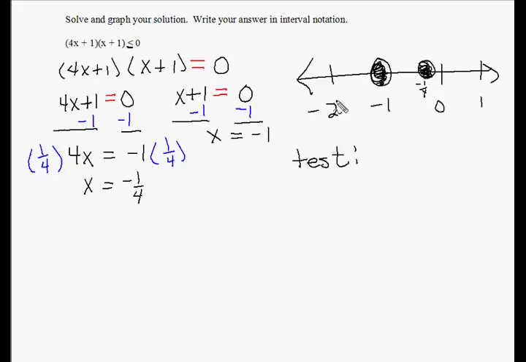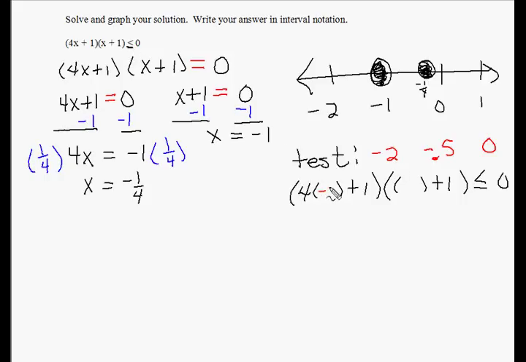So I can test on this side of negative 1, the number negative 2. In between negative 1 and negative 1/4 is something like negative 0.5. And on the other side of negative 1/4 is 0. These numbers get tested in the original inequality. So let's first test negative 2 in that original inequality. And you get 4 times negative 2 is negative 8 plus 1 is negative 9. And negative 2 plus 1 is negative 1. Multiplying negative 9 to negative 1, that is not less than or equal to 0.